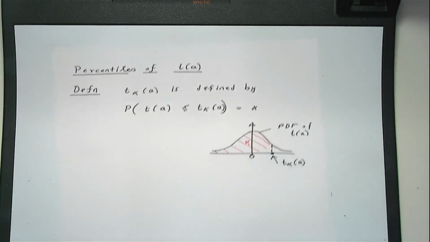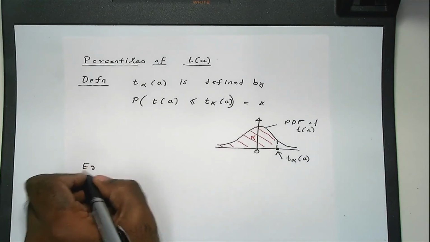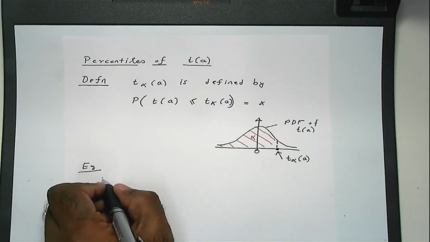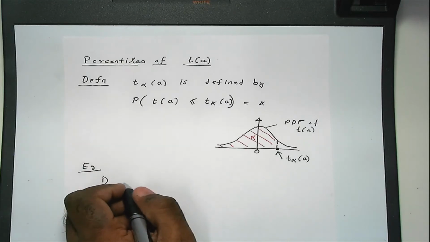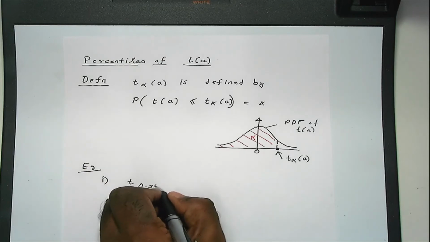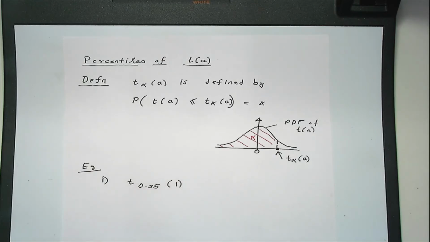So to give you a couple of examples, one, suppose you want to find the 95th percentile of a t variable with 1 degree of freedom, right? To do that, there are tables, right? Just like there are tables for the chi-square distribution, there are tables for the t distribution too.